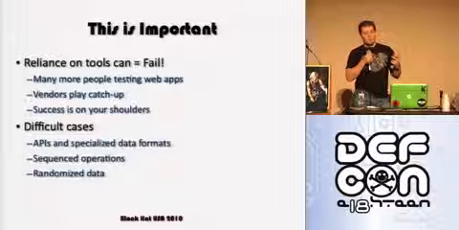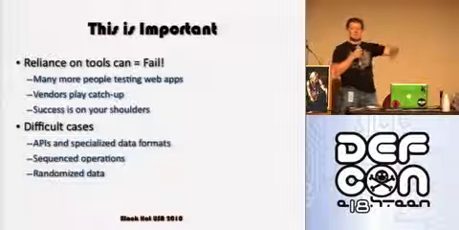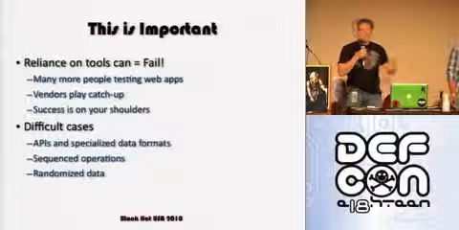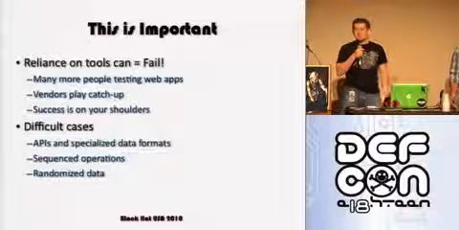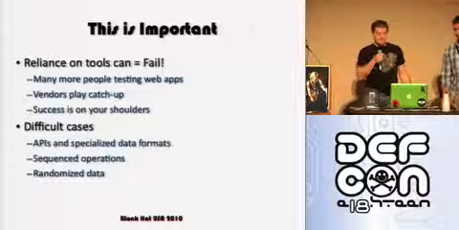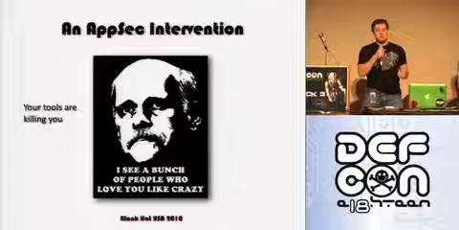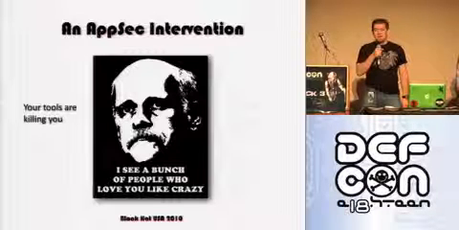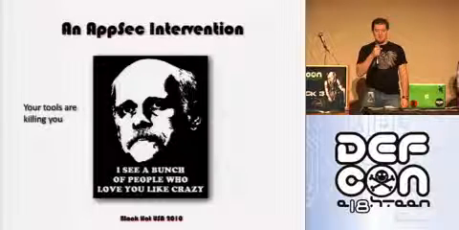With randomized data, if every single time the page lays out, the data behind the menu options is randomized, there's pretty much no standard testing tool out there that will help you. And that's why you need to write your own tools. So this is an intervention. I see a bunch of people who love you like crazy, and they want you to join the fight and not just use AppScan and WebInspect.